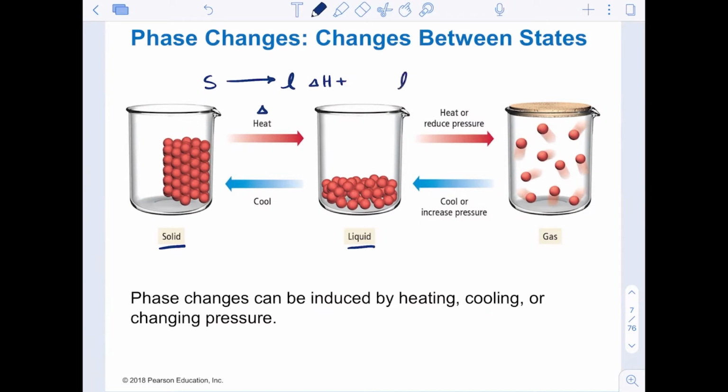Same thing as going from a liquid to a gas. If we add heat, we can get a liquid to evaporate. And that evaporation, again, endothermic. Heat has to go into the system. This is why sweating is so great for us. We have a lot of liquids in our bodies and we have sweat glands. And what happens in those sweat glands is our liquid water evaporates out of our body. Endothermic, we end up getting cool, right?